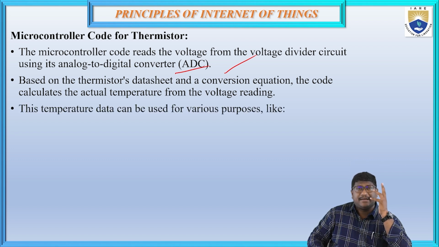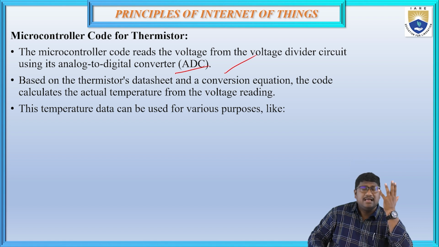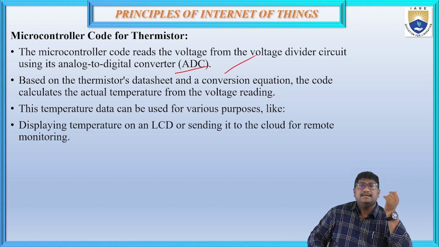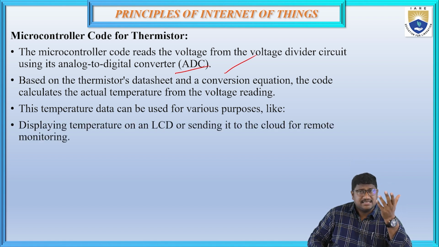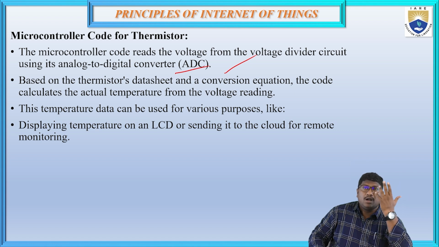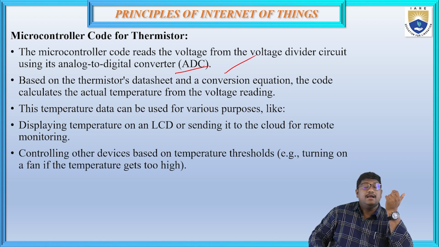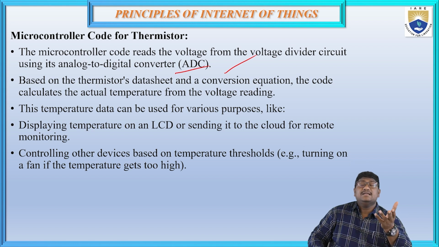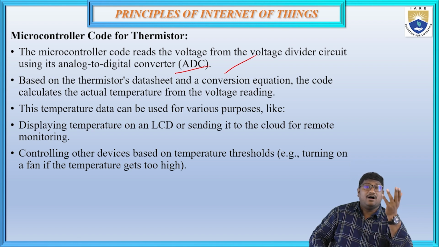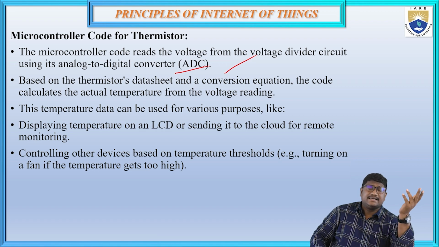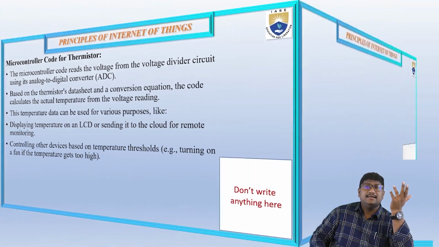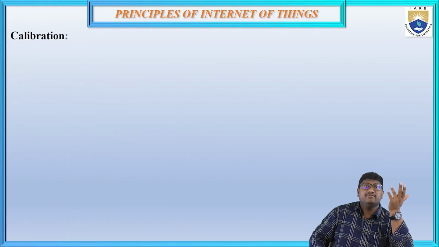Based on the thermistor data and conversion equations, the code is going to calculate the actual temperature from the voltage readings. And also the temperature data can be used for various purposes, such as displaying temperature on LCDs, sending it to the cloud for remote monitoring, and also controlling various kinds of devices using temperature thresholds. Example, turning on a fan when the temperature goes high, turning on the air conditioning system automatically when the temperature gets too high.